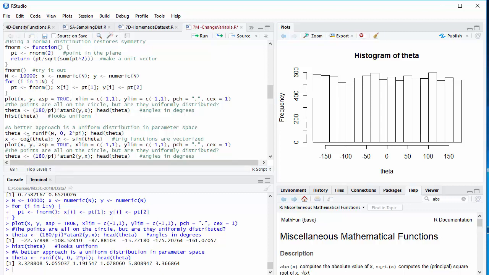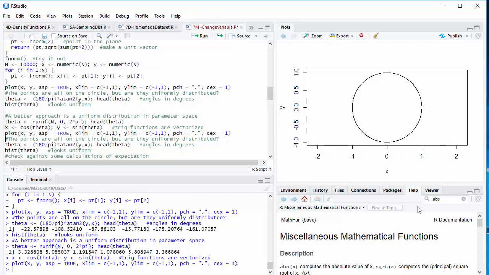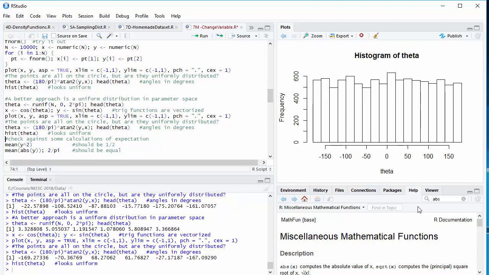These are all in radians, which the built-in cosine and sine functions want, and because these trig functions are vectorized, we immediately get 10,000 x values and 10,000 corresponding y values. We do a scatter plot, and we get a gorgeous looking circle. Let's confirm that those are uniformly distributed the same way as before, and the histogram is uniform. However, I think eyeballing the scatter plot is not a particularly reliable way of checking uniformity.